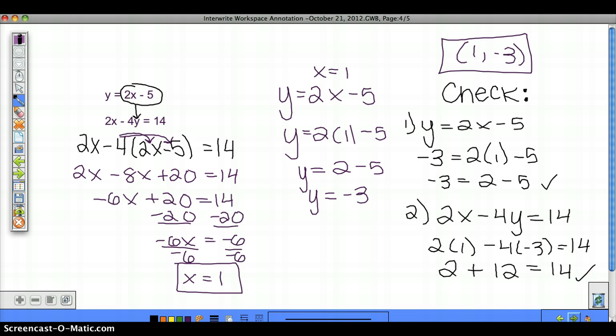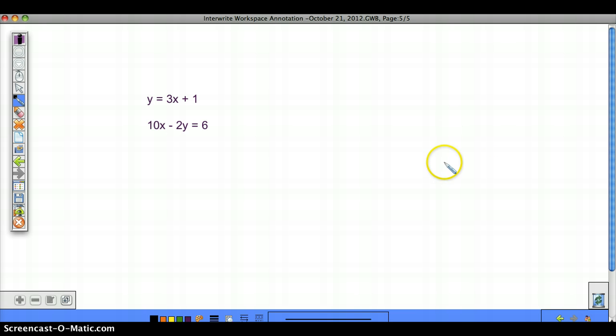Now, your assignment for this video is to solve this one on your own, and in your notes you need to write down the coordinate point that you get. Make sure you check it, and this is what you will show me.